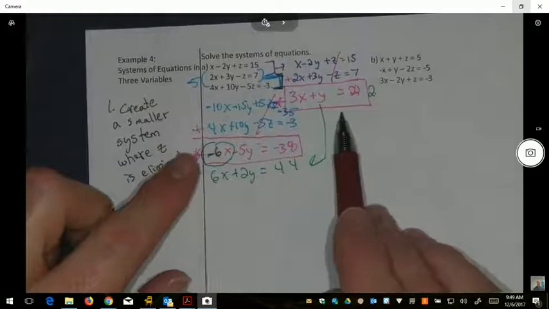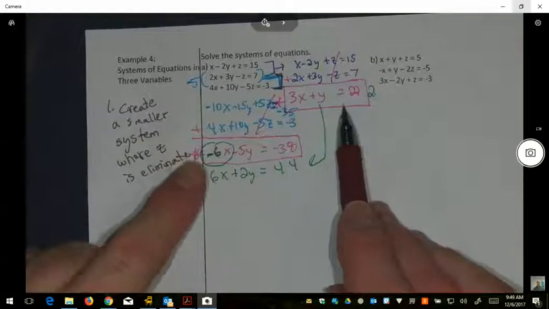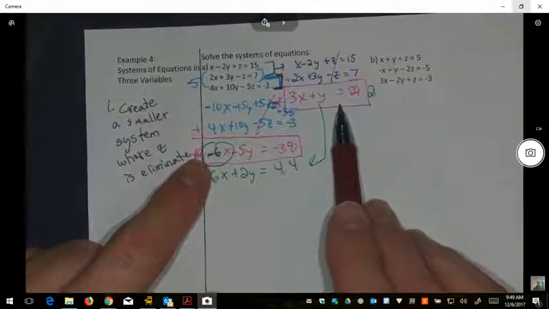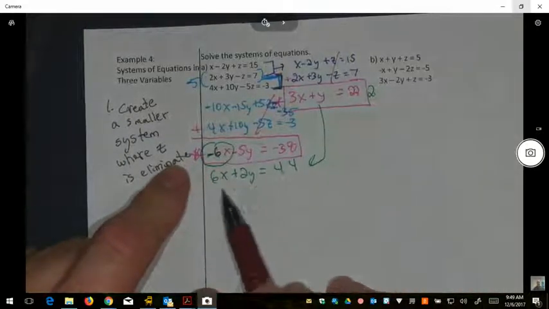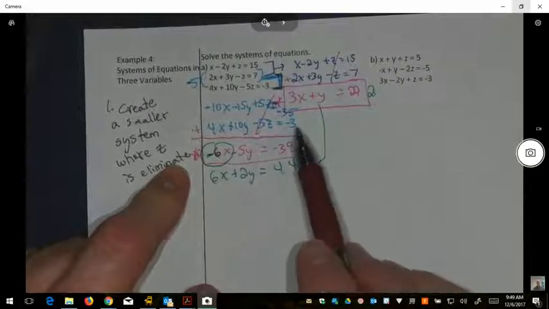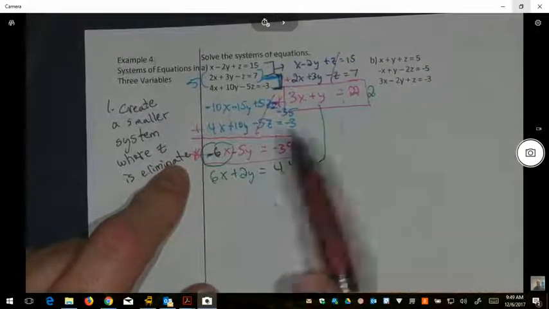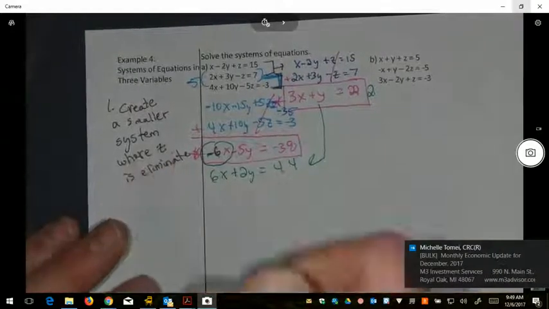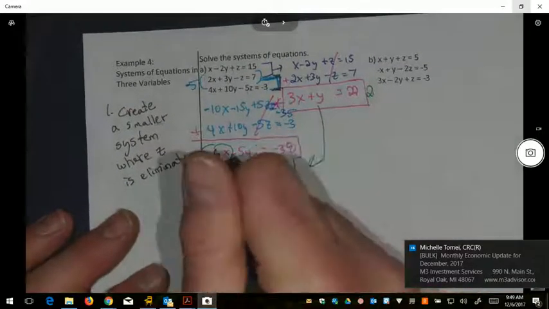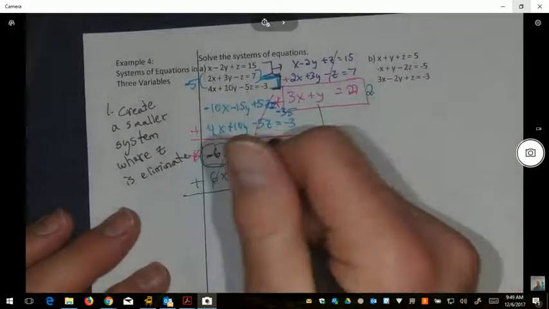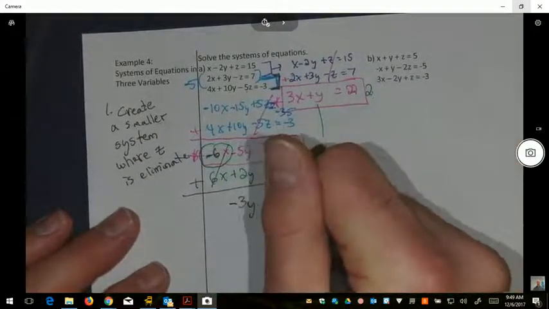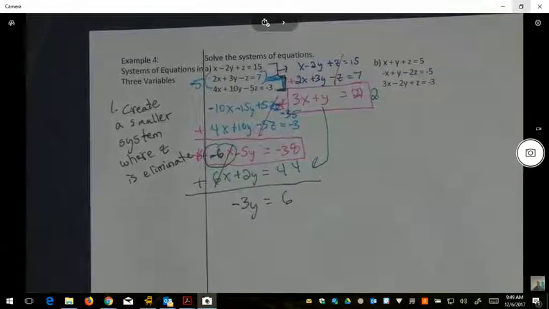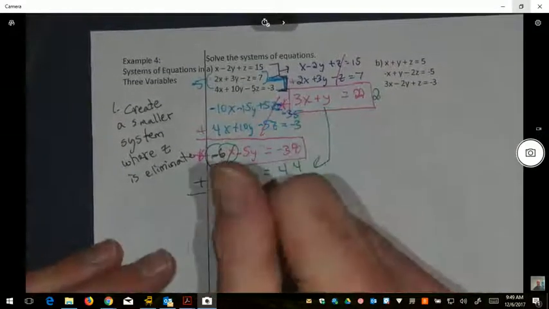So we're kind of ignoring the rest of the problem. This is its own systems problem within the system. And we have multiplied by 2 to make the x's opposites. I could have just as easily multiplied by 5 to make the y's opposites, but that's more work. So I'm going to add the equations together. The x's go away. We're left with negative 3y equals 6. Because 44 and negative 38 add to 6. Or 44 minus 38 is 6. Divide by negative 3.